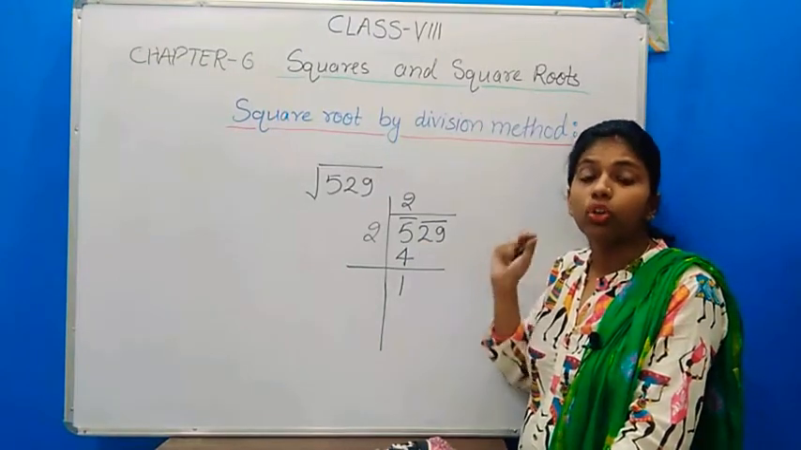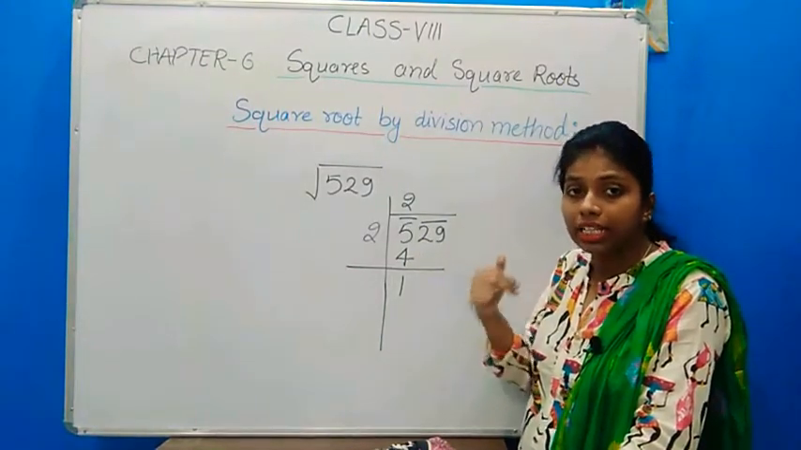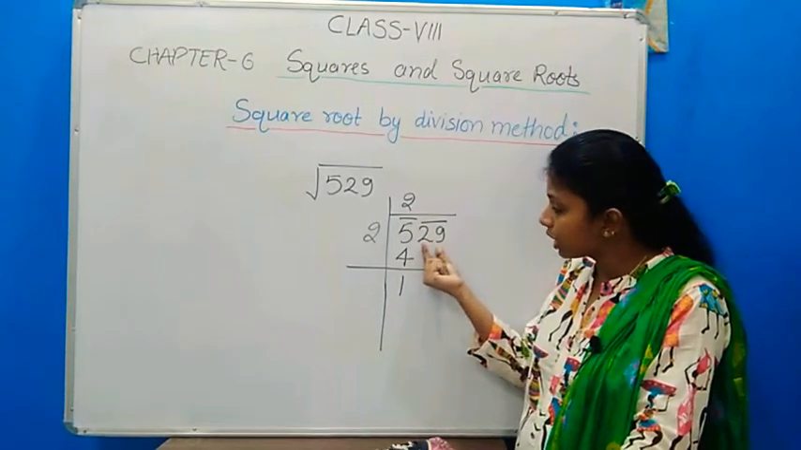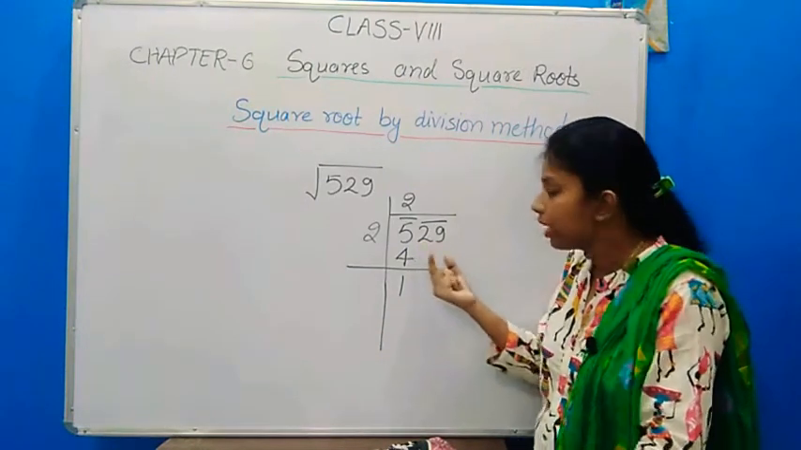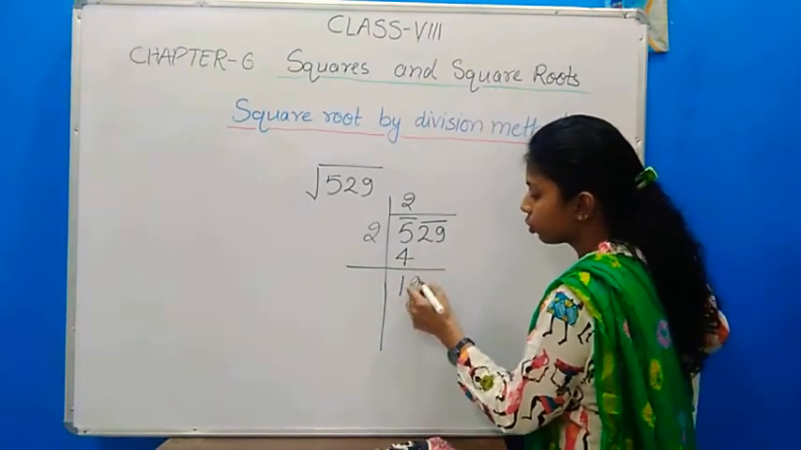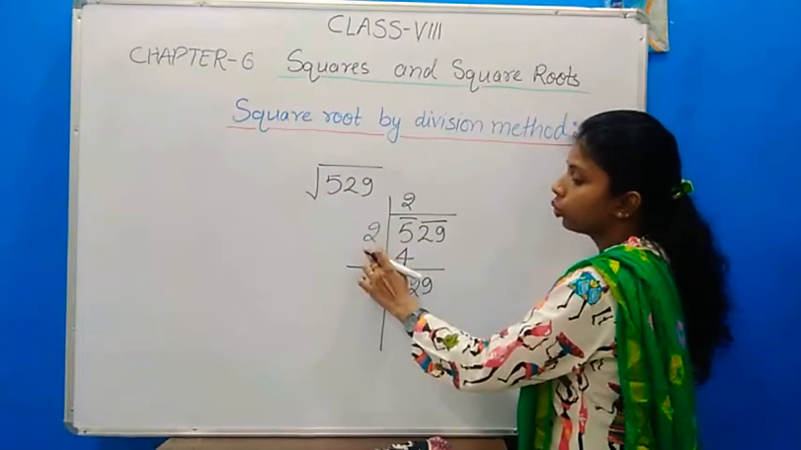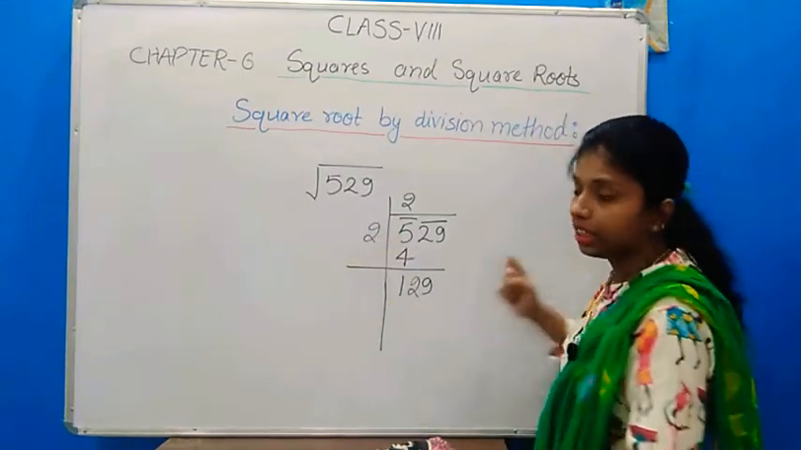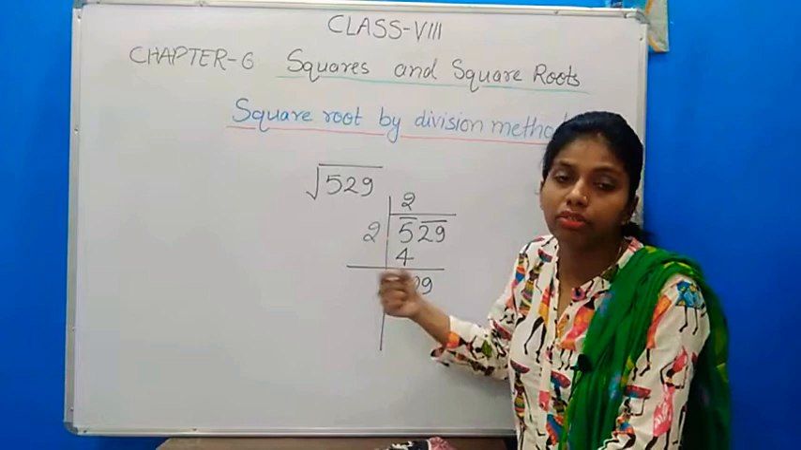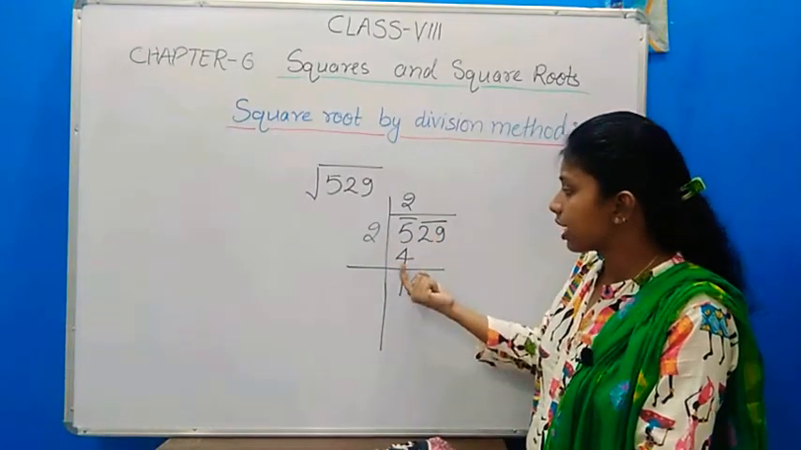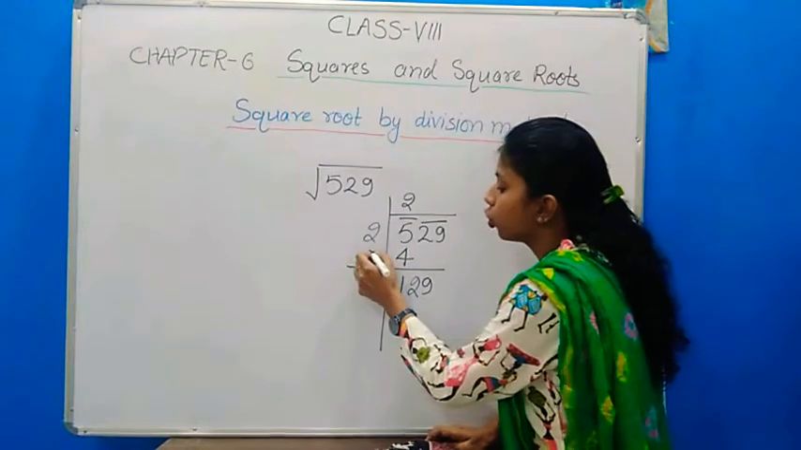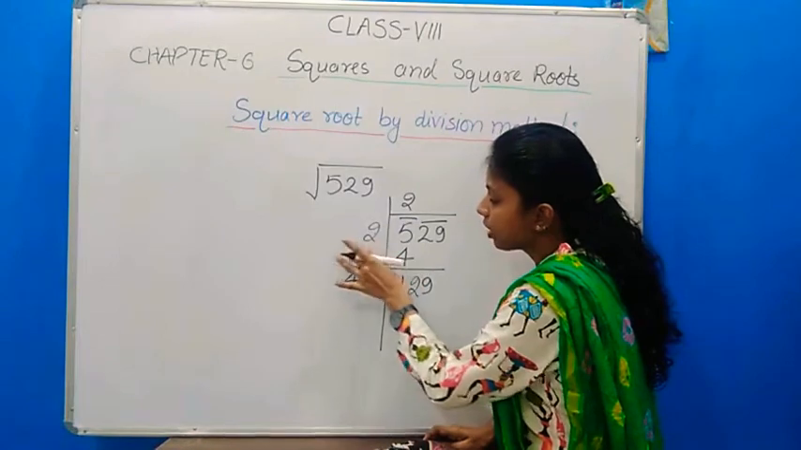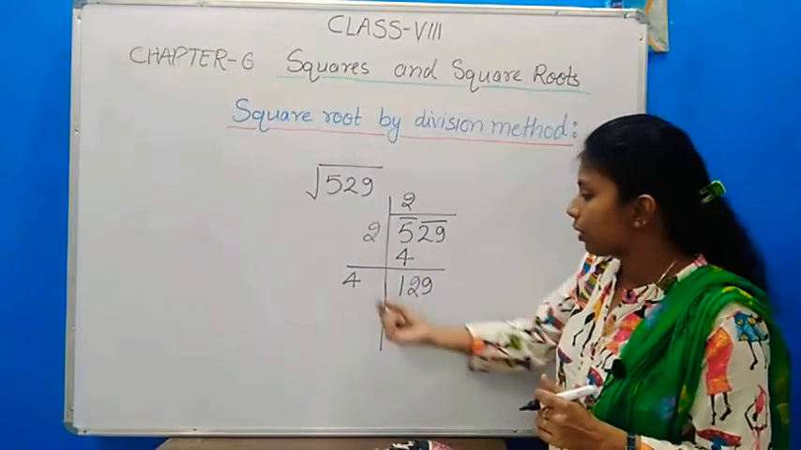And we put down the number under the next bar. We put down the whole pair under the next bar, not just one number, that is 29. And what we have to do here is, we have 2, and we write double of that number, the number we took in the first step. Double of 2 means 2 plus 2 is 4, adding the number to itself. Now we have 4.